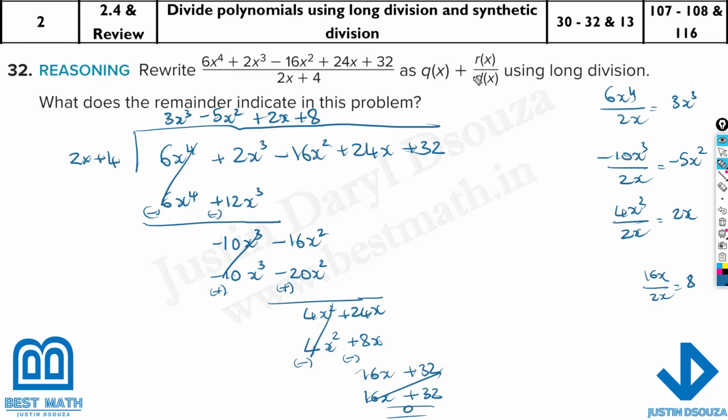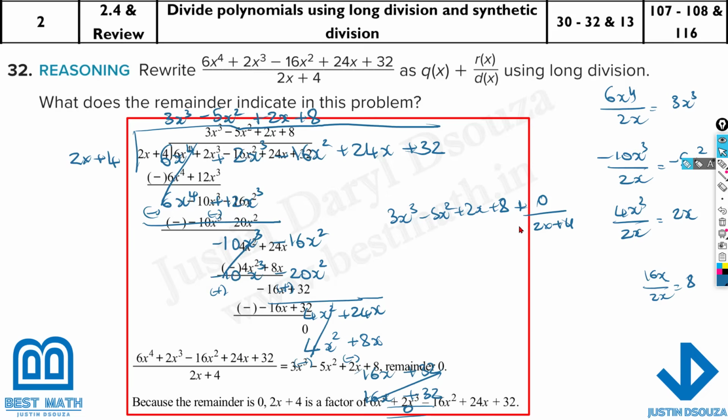And now, using long division in this form, we don't need to write it in this form. Why? Because this is the quotient, right? 3x power 3 minus 5x power 2 plus 2x plus 8, plus 0 is the remainder divided by 2x plus 4. 0 divided by anything will be 0, so we can ignore that part. Actually, we have to remember it's 0 divided by this term, but we are not writing this. Why? Because it's 0, and 0 divided by anything is gone. So here, 0 is the remainder.